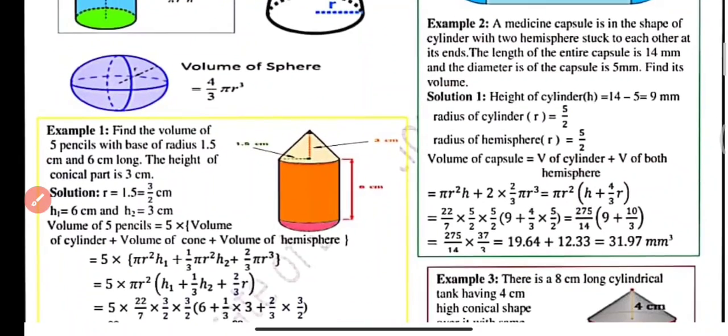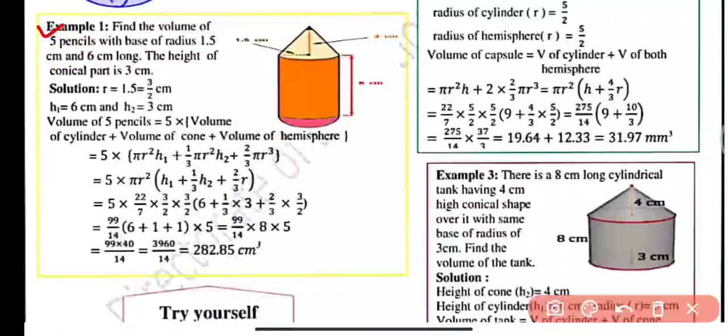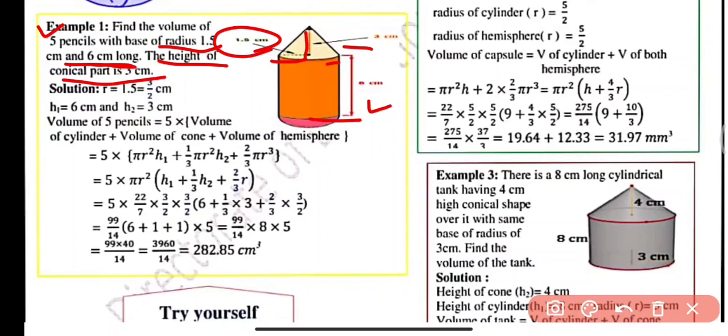So now we have example. Example number 1. Find the volume of 5 pencils with the base of radius 1.5 centimeter and 6 centimeter long. We are given the base radius of pencil, that is 1.5 centimeter, and length of pencil, that is 6 centimeter. And the height of conical part we are given, that is 3 centimeter. So radius is 1.5, that is 3/2 centimeter, and height of cylindrical part is 6 centimeter, and height of conical part is 3 centimeter.